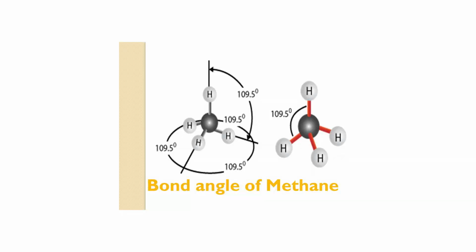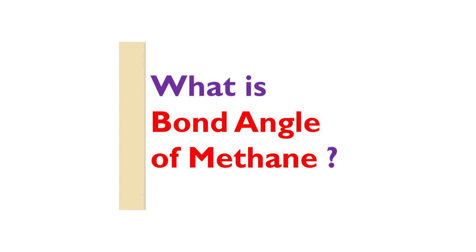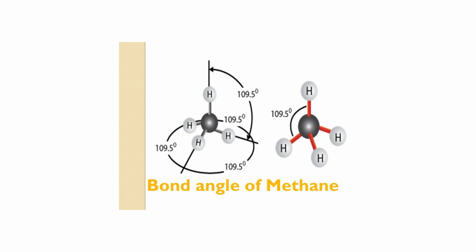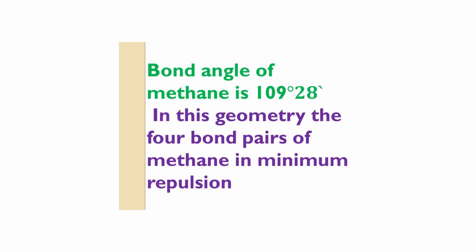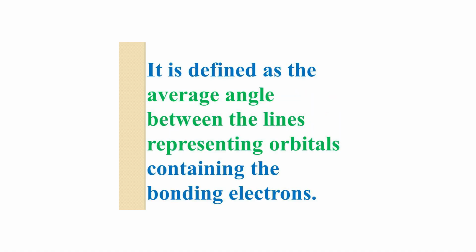Students, see the slide. What is the bond angle of methane, CH4? Is it 90 degree or some other bond angle? See the slide. The bond angle of methane is 109 degree 28 minutes. So, in this geometry, the 4 bond pairs of methane are in minimum repulsion. Can you define the term bond angle? It is defined as the average angle between the lines representing the orbitals containing the bonding electrons.